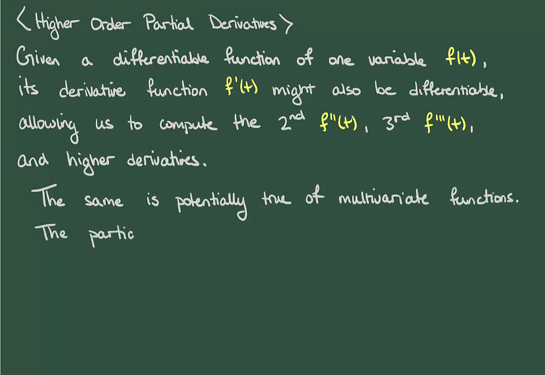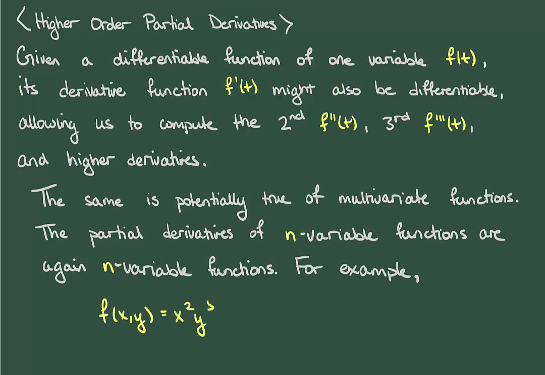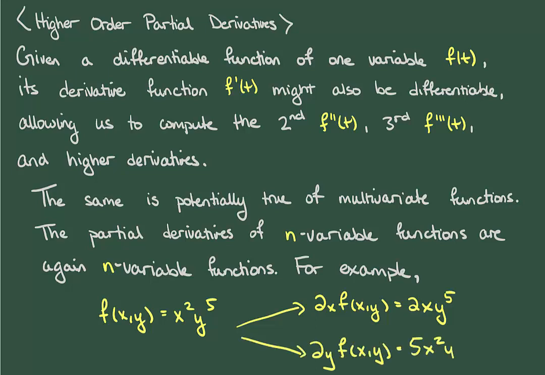This same thing can happen with multivariable functions. When we take a partial derivative of an n-variable function, what's left over is also an n-variable function, which might be C1 itself. To see this, let's look at the function f of x,y is x squared y to the 5. Differentiating with respect to x gives us 2xy to the 5, which is still a function of two variables. Just as the y derivative, 5x squared y to the 4, still depends on both x and y.